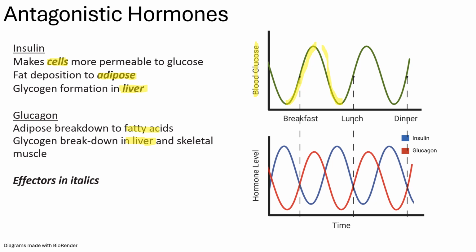We can also, since you need energy, resort to adipose breakdown and use those fatty acids for energy as well. So, glucagon and insulin are antagonistic hormones. They have the opposite effects, right? And just like the calcium hormones, one of them raises the level of its marker in blood, and the other one lowers the level of its marker in blood.